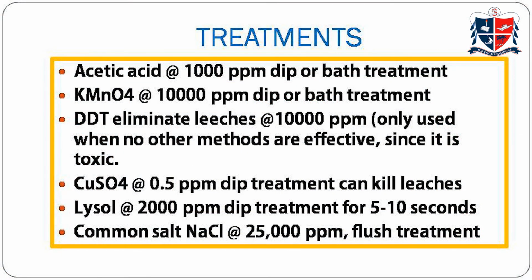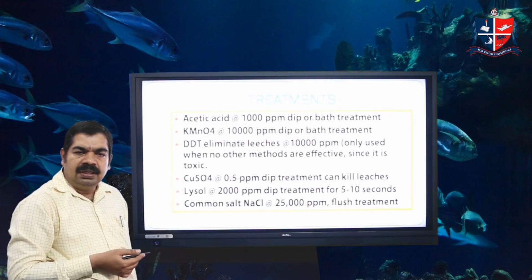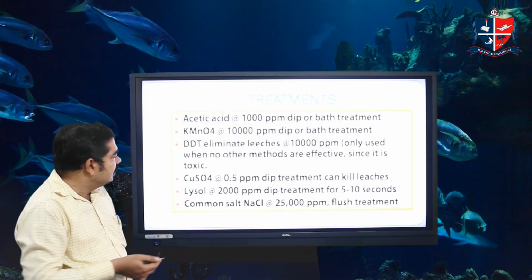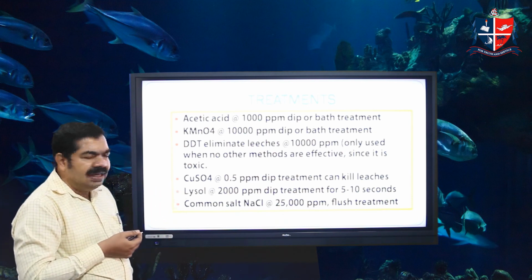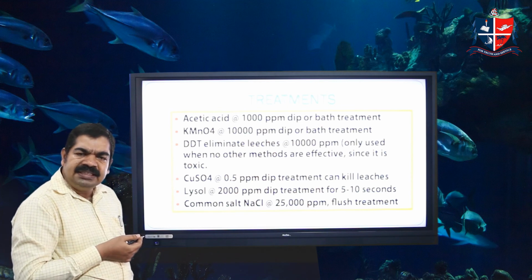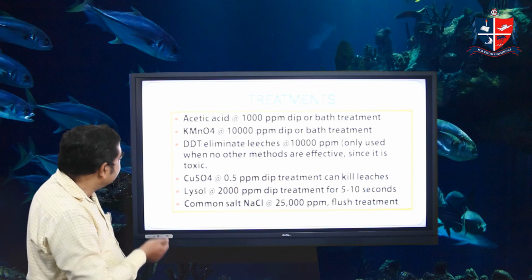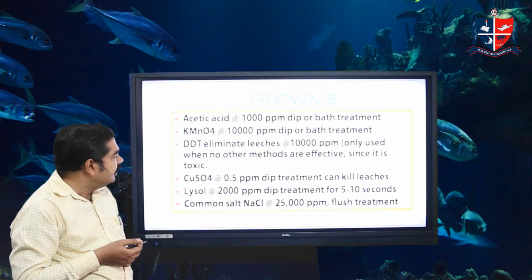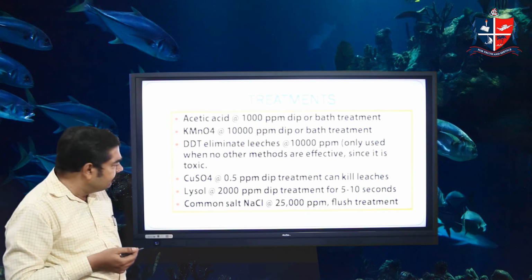Then coming to the treatment, what are the treatments we have to use in order to remove the parasitic infection? The first one, you can use acetic acid in a concentration of 1000 ppm as a dip or bath treatment. It is very effective for removing leech infestation. Second one, potassium permanganate at the rate of 10,000 ppm as a dip treatment can also be effective.